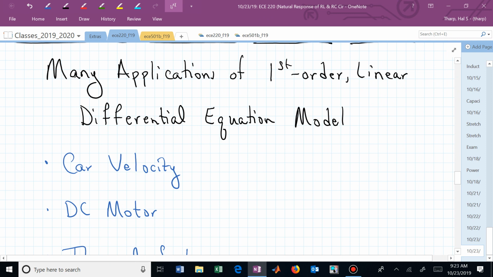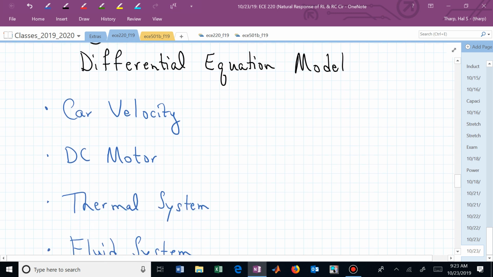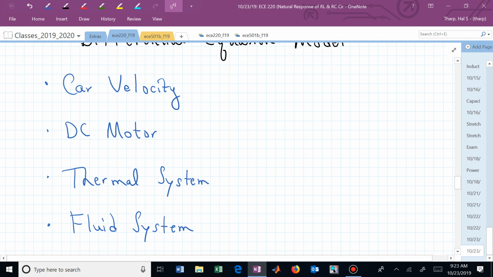Now I don't want you to leave class thinking that, oh, we have first order differential equations and they only appear in circuits. No. You can have car velocity. If you wanted to know the dynamic behavior of the velocity of the car, if you wanted to model the rotational spin of a DC motor, you could describe that by a first order differential equation. You could have a thermal system, which might be a room, it might be an oven, something. You can now describe that by a first order differential equation if it's not that complicated.